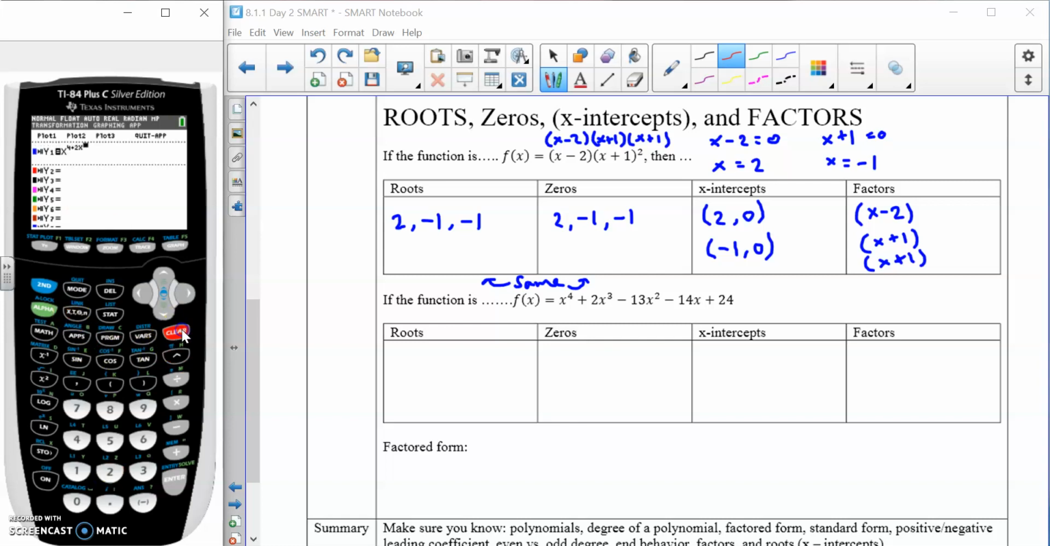Oh, yikes. Let's try this again. Oh my goodness. It's trying to wonder why I chose such a long equation. But that's all right. Okay.